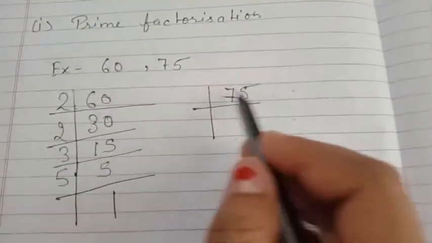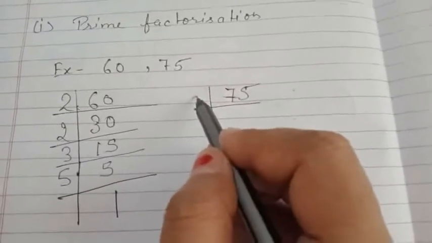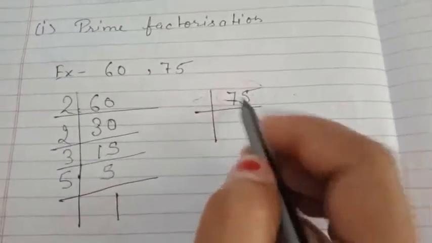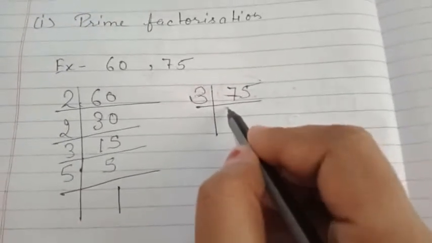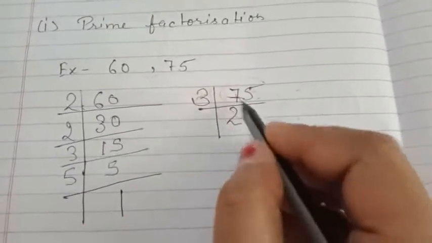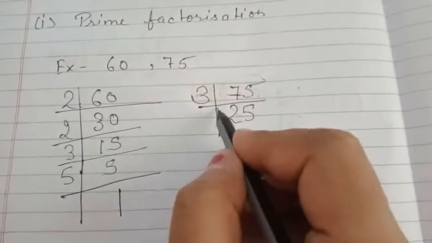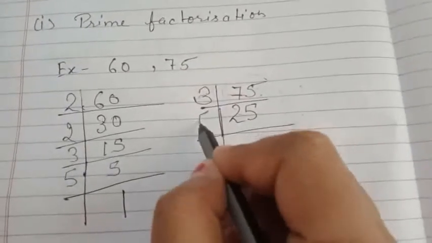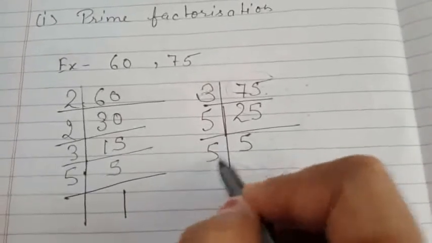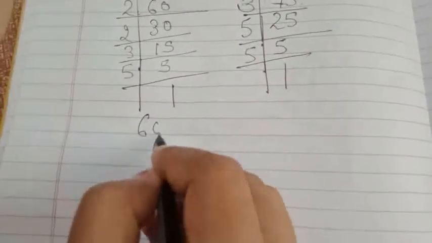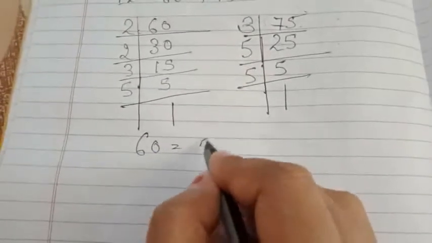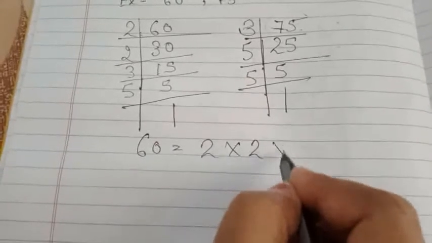Now see, is 75 divisible by 2? No, it is not, because this is an odd number. So it is divisible by 3: 3 twos are 6, 3 fives are 15. Now it is divisible by 5: 5 fives are 25, and again it is divisible by 5. As we have written the prime factorization of numbers in the HCF, in the same way we will write all the numbers.